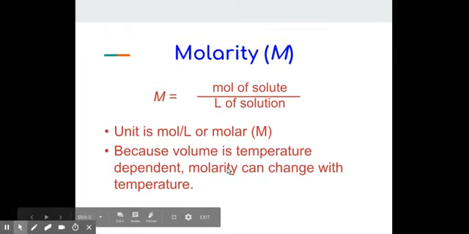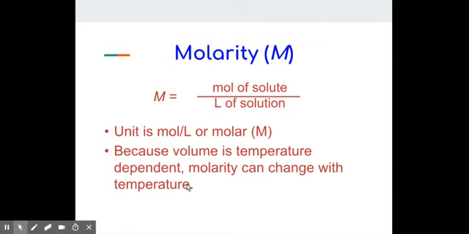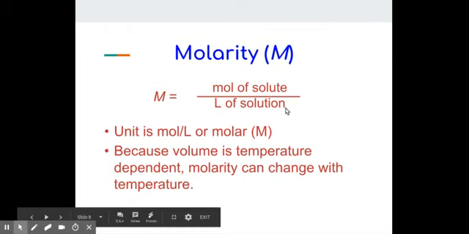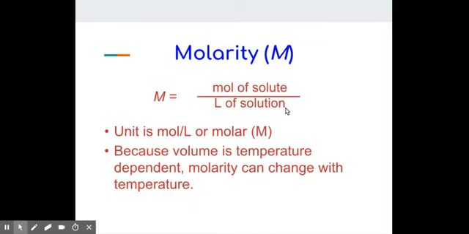And take note, because volume is temperature dependent, molarity can change with temperature. Take note, that's a basic factor you need to consider. So this is for molarity. This is a very common unit you use for calculations, especially in the lab. So please remember molarity: moles of solute over the volume of the solution in liter unit, not in milliliter but liter unit. So do your conversions properly before you proceed with your calculations.